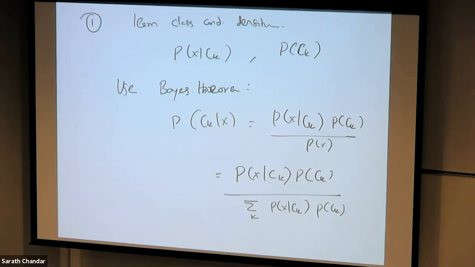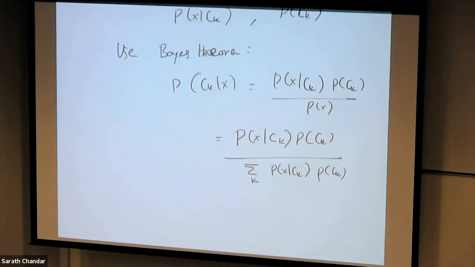Now this is the first approach. You learn P of X given Ck, you learn P of Ck from the data. Then you use the Bayes rule to invert the probabilities. You get P of Ck given X. Or you could also directly learn P of X comma Ck, the joint distribution of input and output, and then you can normalize this to obtain P of Ck given X.